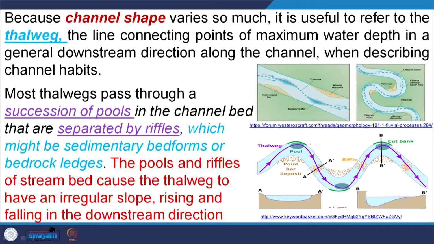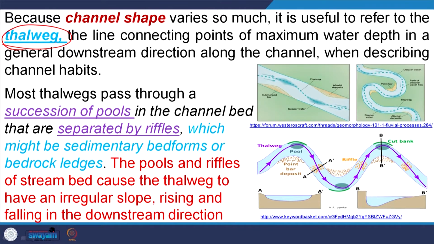Because channel shape varies so much, as we have discussed here, somewhere it is a sinus channel, somewhere it is a meandering channel, somewhere it is a straight channel. So, there are a number of variations. If we take the trace of the channel bank, we will find different variables, so it will confuse the system and hinder our calculations.